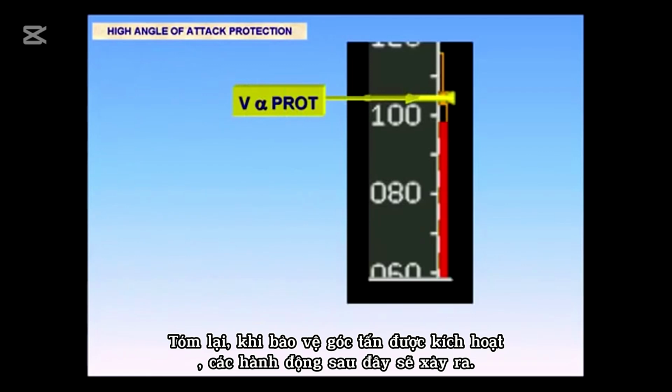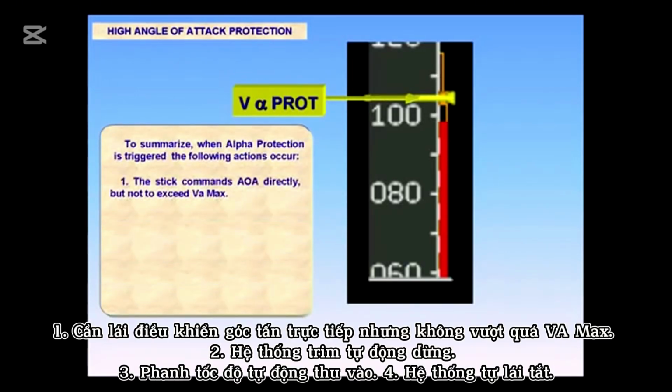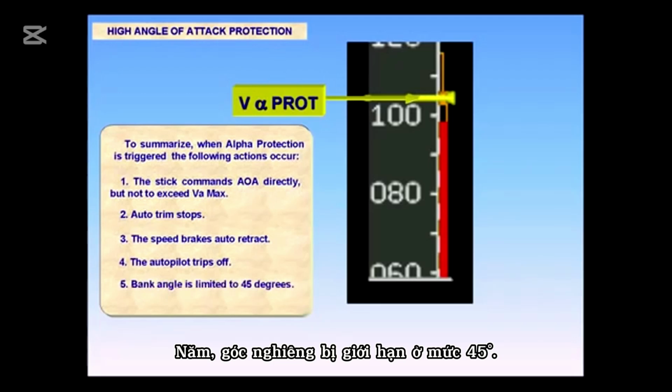To summarize, when alpha protection is triggered, the following actions occur. 1. The stick commands AOA directly, but not to exceed V alpha max. 2. Auto trim stops. 3. The speed brakes auto-retract. 4. The autopilot trips off. 5. Bank angle is limited to 45 degrees.